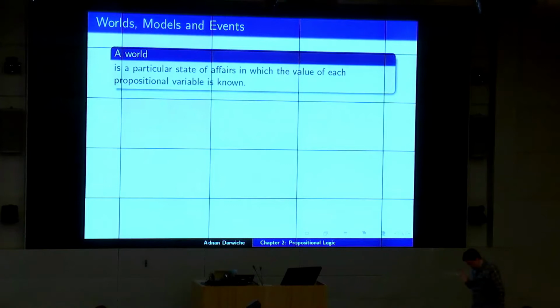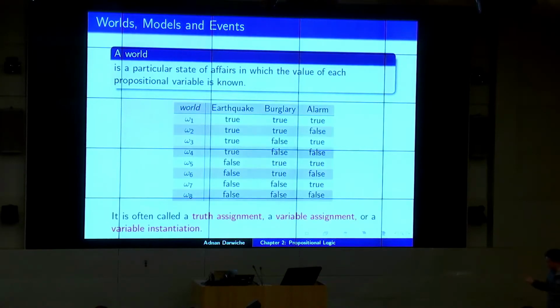You may have seen this before if you've done a digital logic course, for example, but from a different perspective, and you may not have paid attention to some of the things we will do here, which are critical. So there's this notion of a world, which is a particular state of affairs in which the value of each propositional variable is known. In this example we have earthquake, burglary, alarm, 3 variables, and each could be true or false. So I have 8 possible worlds. You've seen tables like this perhaps before, and you've referred to each one of these rows as a truth assignment, or as a variable assignment, or as a variable instantiation.